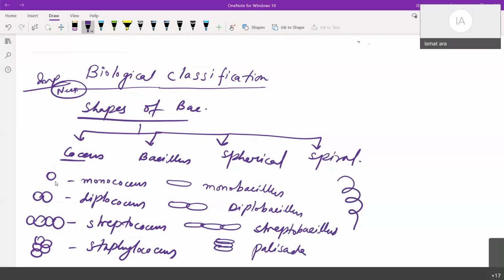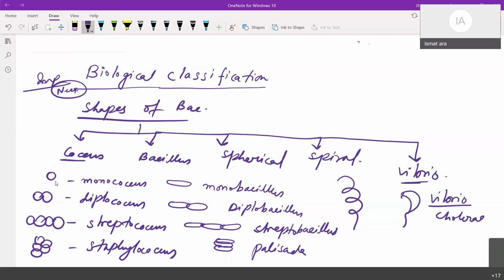And one more shape is there, comma shape. It is called Vibrio. They are actually comma shaped. From the name Vibrio you can understand now. Comma shaped bacteria means Vibrio cholerae, the causative agent of cholera. So these are about the shapes of bacteria.